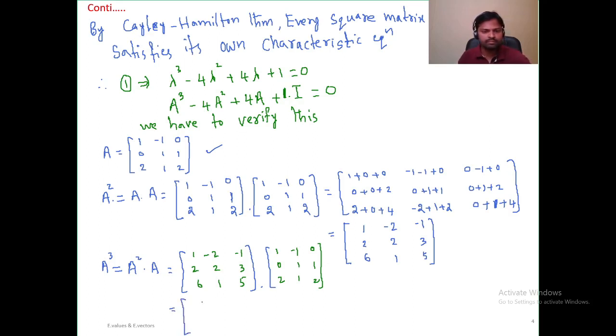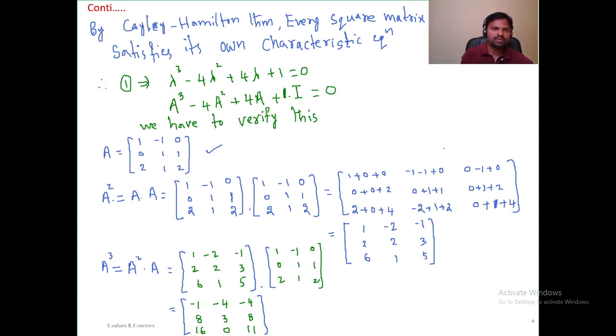See, 1 into 1 is 1 plus 0 minus 2, so -1. Directly I'm writing. Next, first row with second column: -1, -2, -3, -1, -4. Next, 0, -2, -2, -4. Next, 2, 0, 1, 1 into 1 is 1, 5 twos are 10, 11. So this is A cube. Now all the unknowns we obtained, then substitute back here.